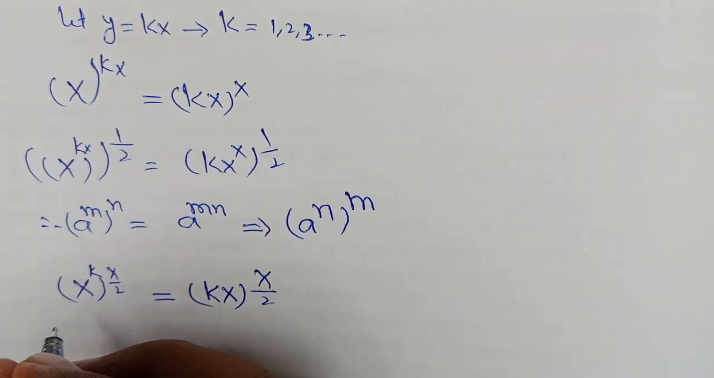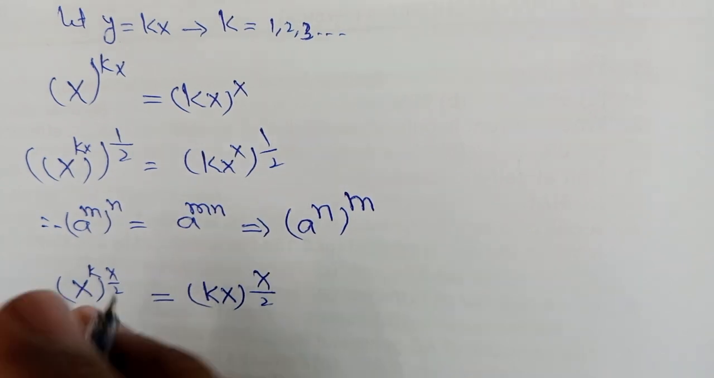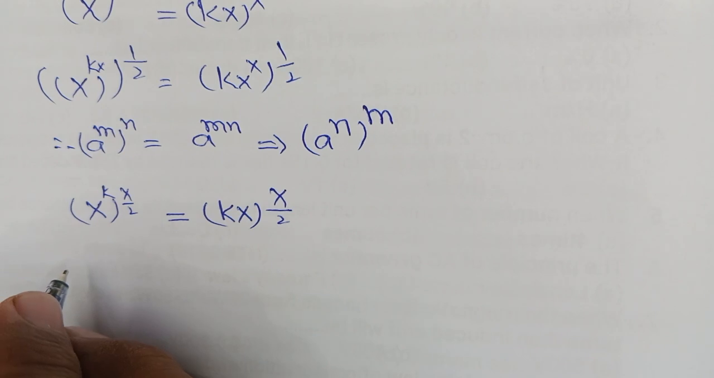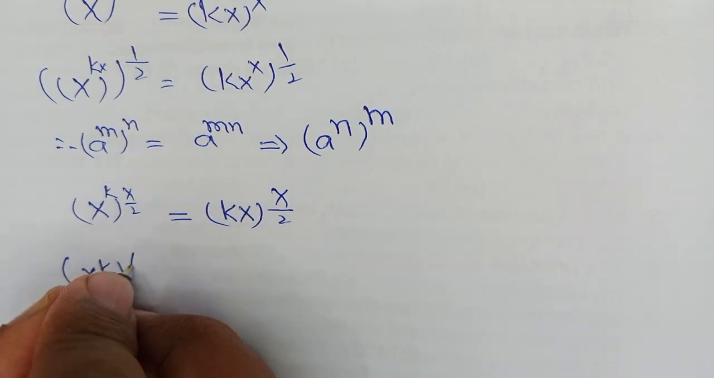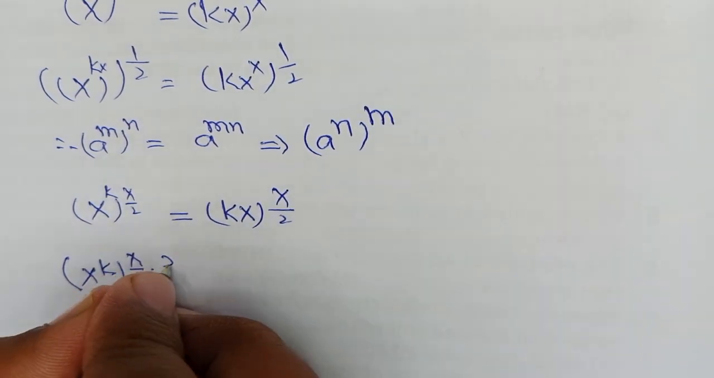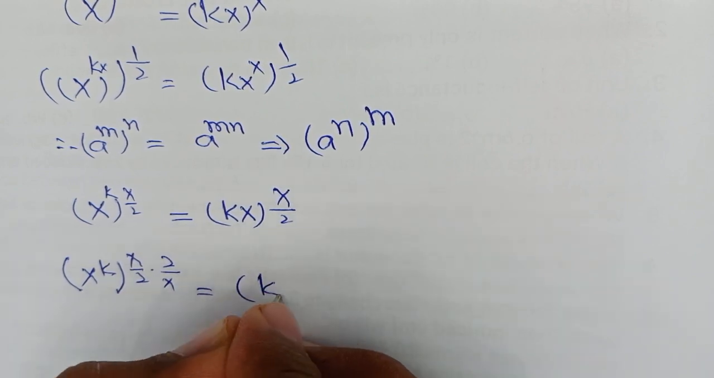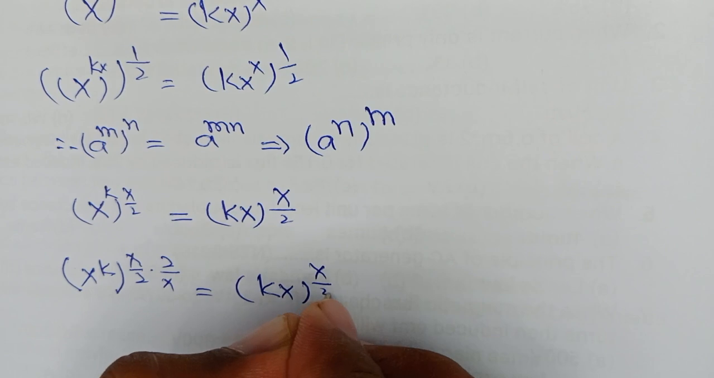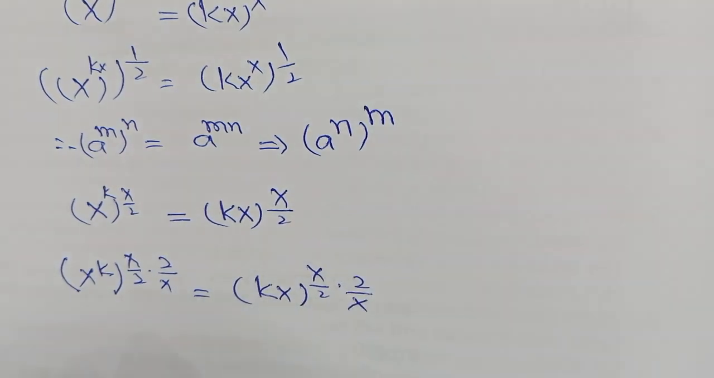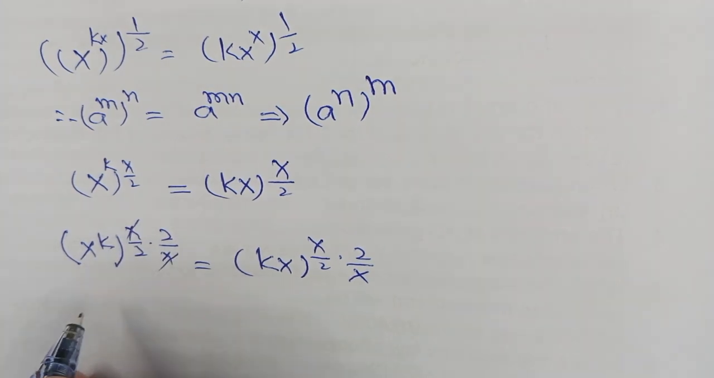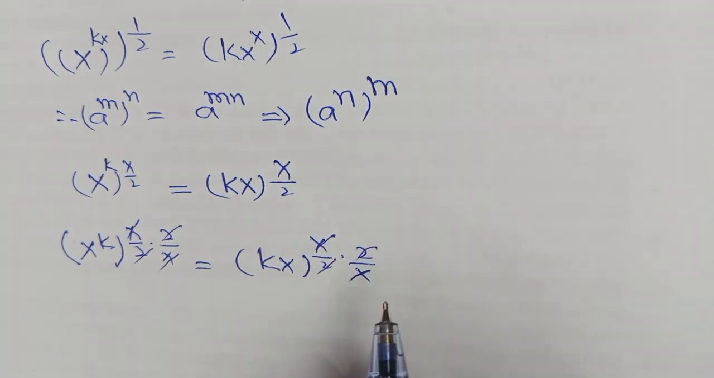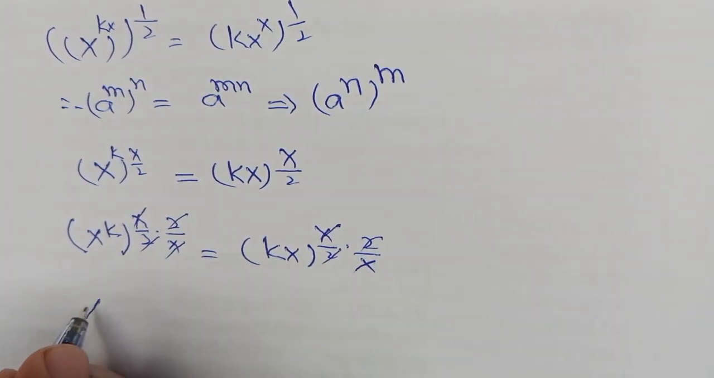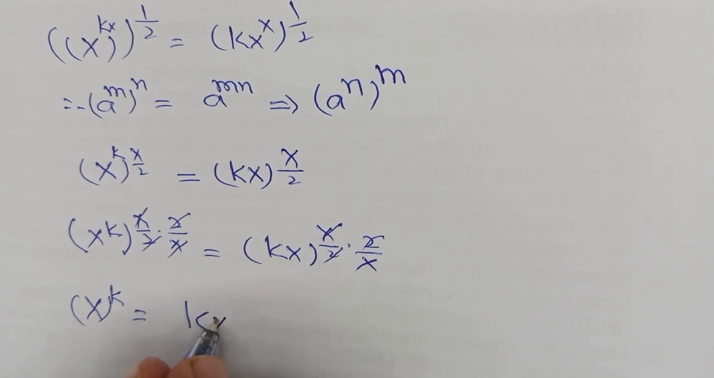We again raise both sides to the power 2 over x, so we get x power kx divided by 2, all to the power 2 divided by x, is equal to kx power 2 over x into 2 power x. Here x will cancel out and 2 will also cancel out. Here the same, x and 2 will cancel out. So finally we have x power k is equal to kx.